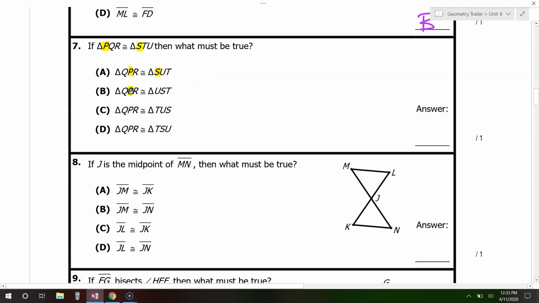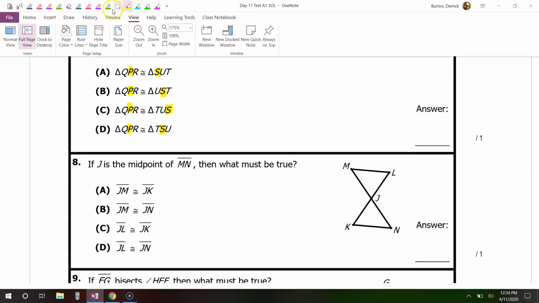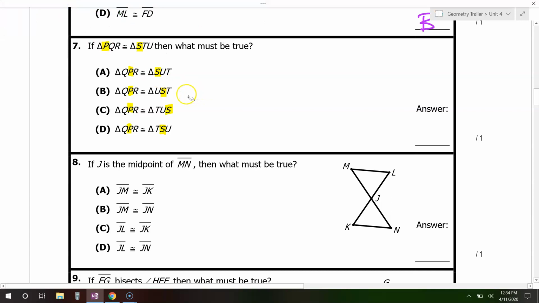P corresponds with S. B is a possibility. P corresponds with S. Those are not in the same spot, so C is already out. So far we've narrowed it down to two possibilities. It can't be A, can't be C. These two options have P and S in the same position, so let's move on to the next letter.